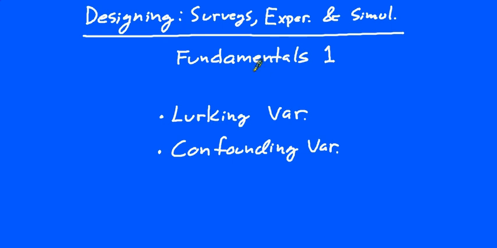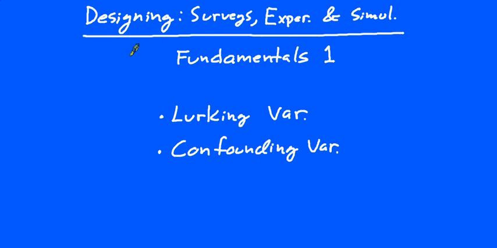Now we get to start a whole new section of statistics, which is focused on how do we actually get data. We've learned what to do with data once we have it, but how do you get it? There are three basic ways. We can do surveys, we can do experiments, or we can do simulations, and that will generate data for us.